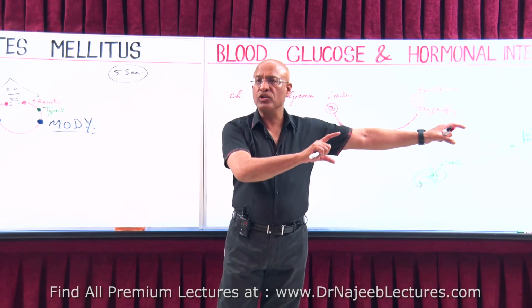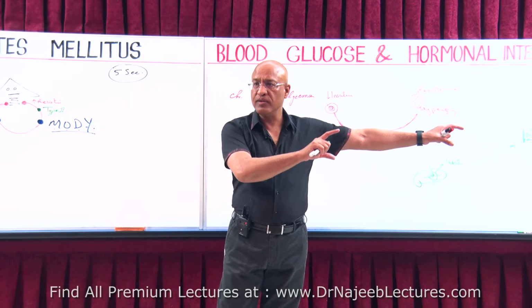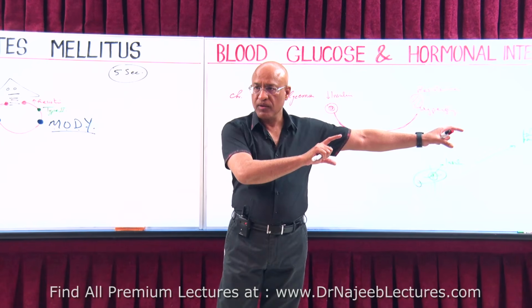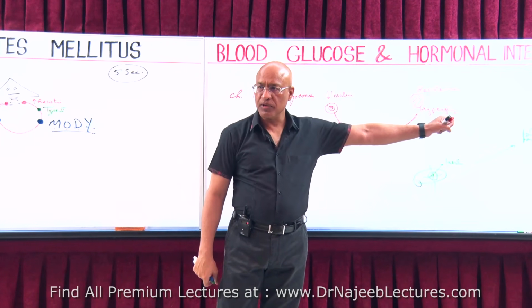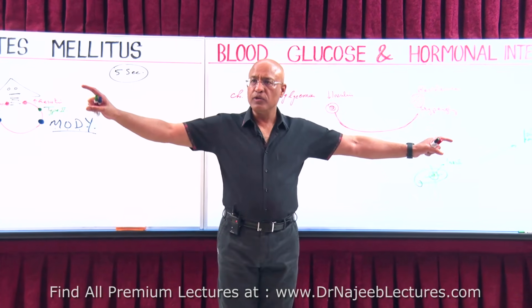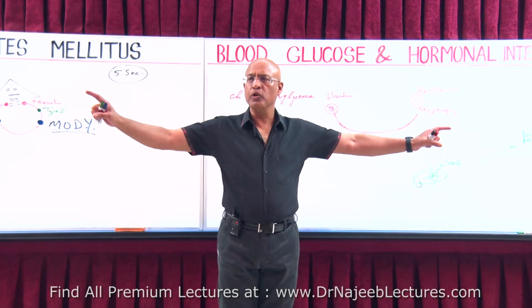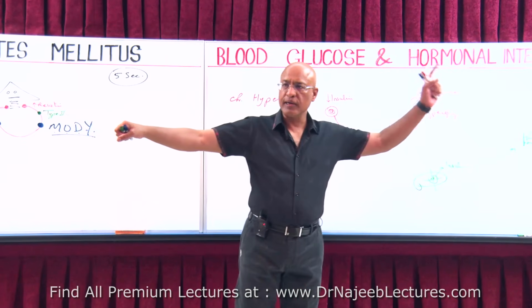And at least initially insulin is present in the patient's blood. Gradually it might decrease. So this is type 2 diabetes. So classically, a good doctor usually knows about type 1 diabetes and type 2 diabetes.